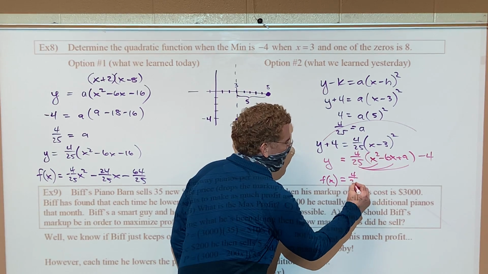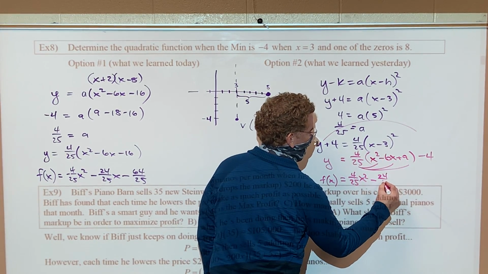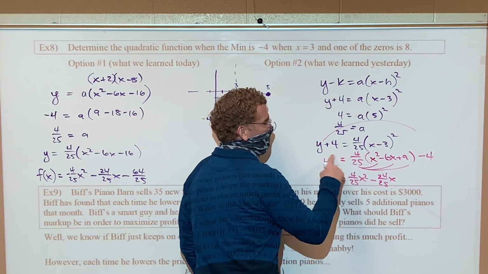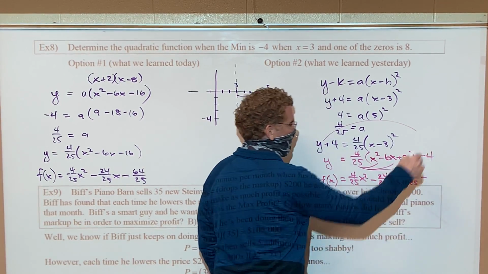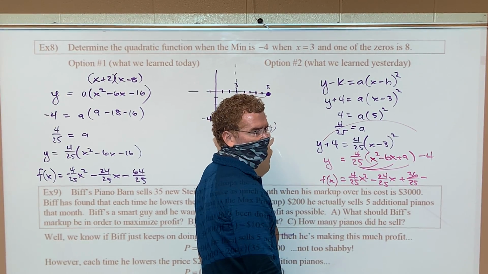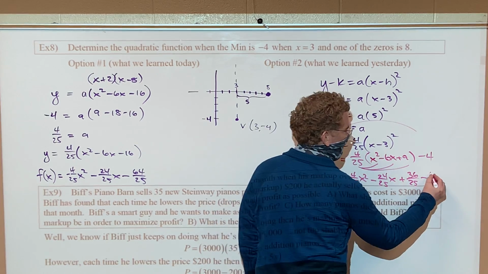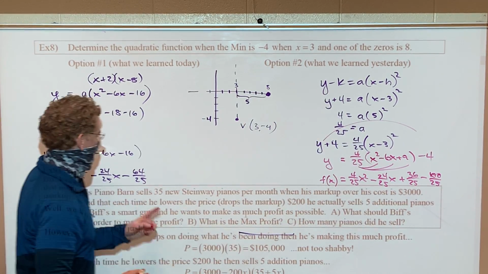So 4/25 x squared minus 24/25 x plus 36/25 minus 4, which would be what? I have to find a common denominator. 100/25, and that leaves me with what?